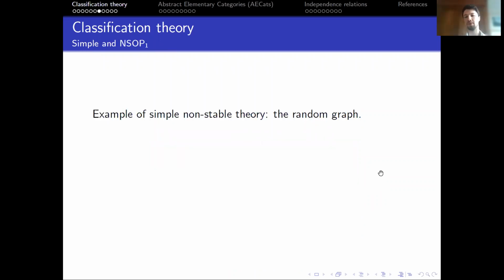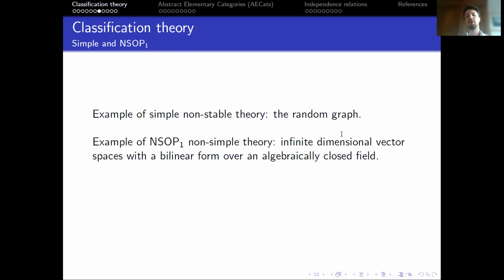So just to give some examples of things that are simple or NSOP1 but not stable. A simple non-stable theory would be the random graph. That's the theory where we have an infinite graph, and for any two disjoint finite sets of vertices, there is a vertex that has an edge to everything in the first set, but to nothing in the second set. So this is, in a sense, like an infinite set where we randomly add edges, and that's where it gets its name from. An infinite set would be a very stable theory, and this noise that we get from these edges is what makes it unstable, but apparently still simple.